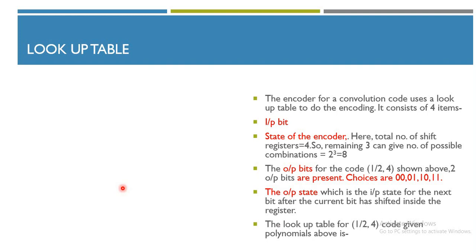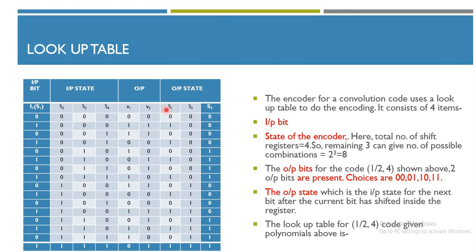And the lookup table for a 1 by 2 by 4 code is given below. 1 by 2 by 4 means single input, 2 outputs and 4 number of states. So here we are having the output like this. First is your input bit, then we have the input states. As the value is 2 raised to 3, we have 8 possible combinations of an input state. Output in this case is defined by 2, so we have 2 values of output, and this defines the output states. Okay, so in this way we write down the lookup table. So this is your output state, this one is your input state, and the respective output.